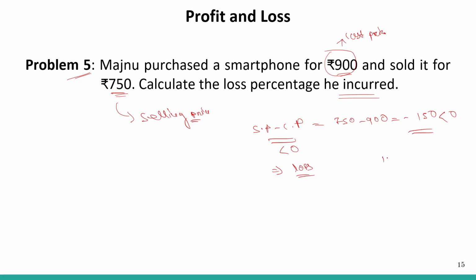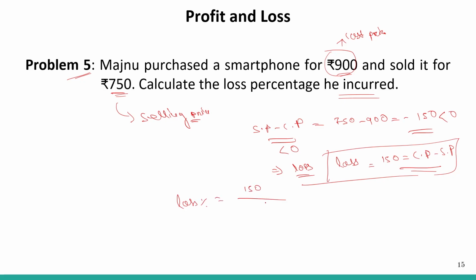So the loss amount will be 150, which is equal to CP minus SP. That is equal to loss. So loss percentage is equal to loss amount, 150, by cost price, which is 900, right? Into 100. So cancelling these zeros out, what we are left with is 150 by 9. So it will be 3 and there will be 50. So this will be 16.67%. This much amount.